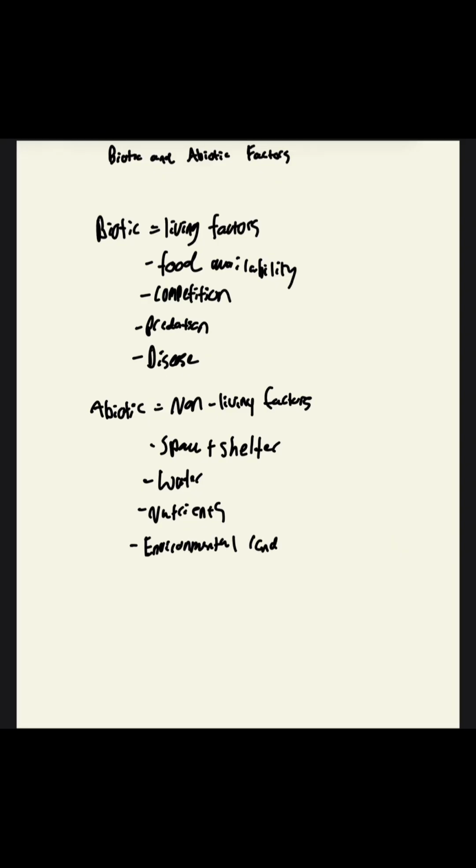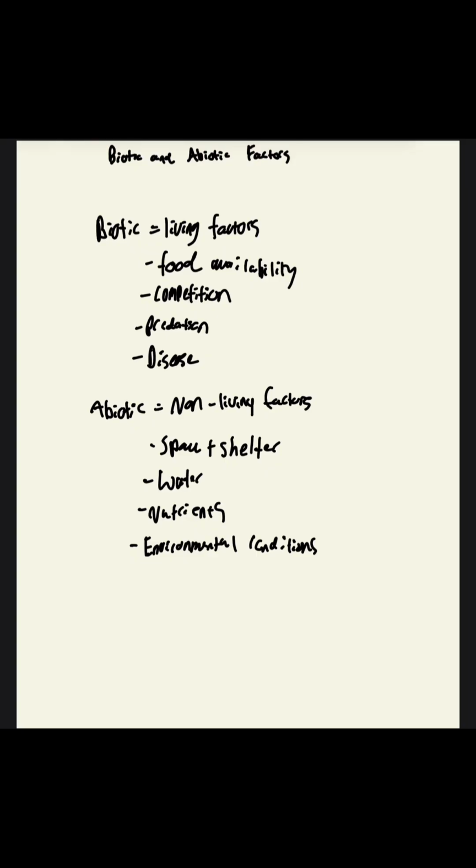Okay, now we also need to look at the interaction of these factors. Biotic and abiotic factors do not act in isolation, they interact. A change in an abiotic factor, such as rainfall, affects water availability, which alters plant growth, which changes food availability for herbivores, which then affects predator populations. So they interact with each other.